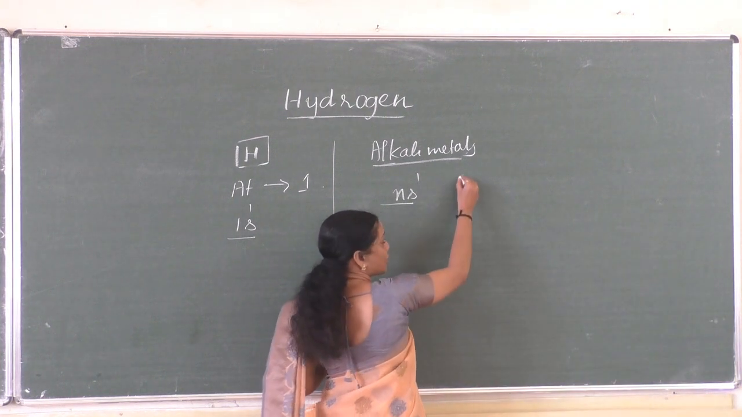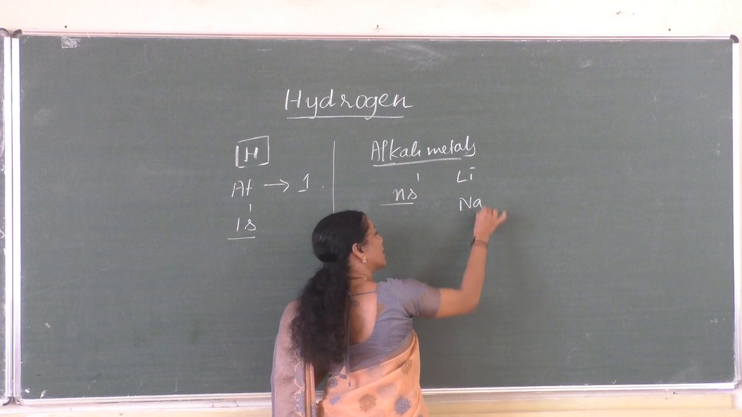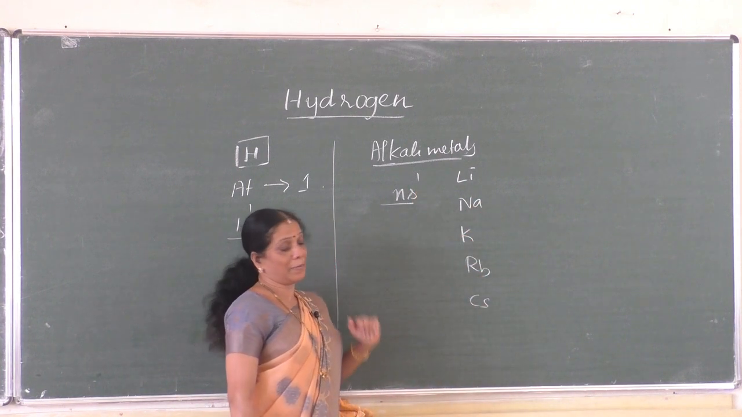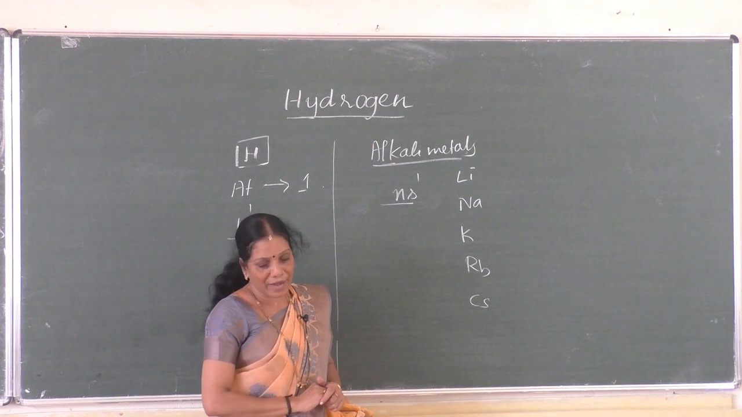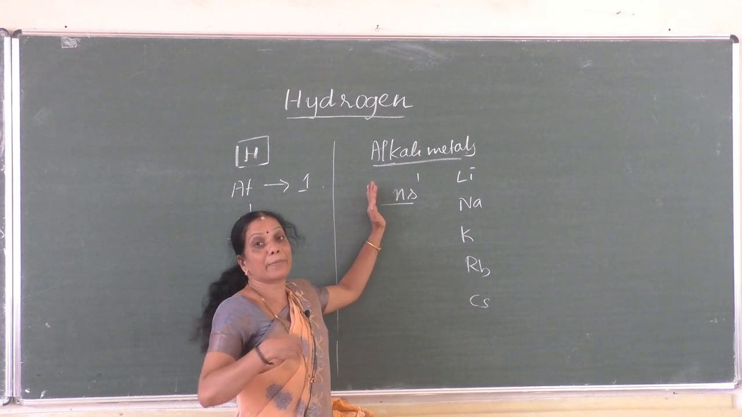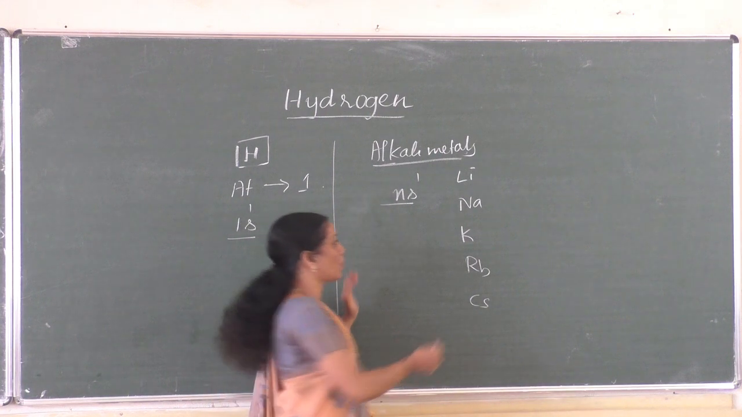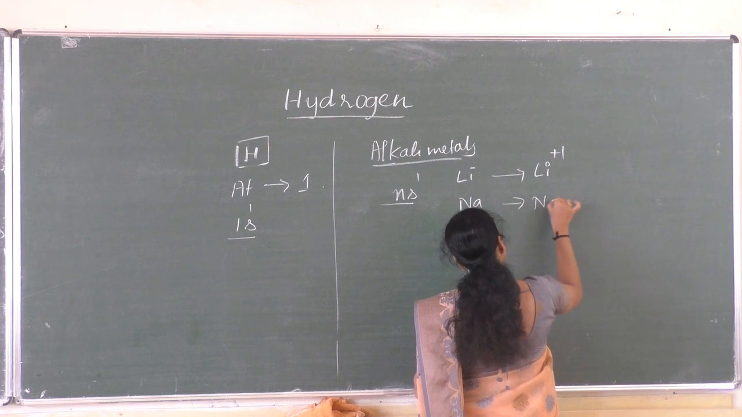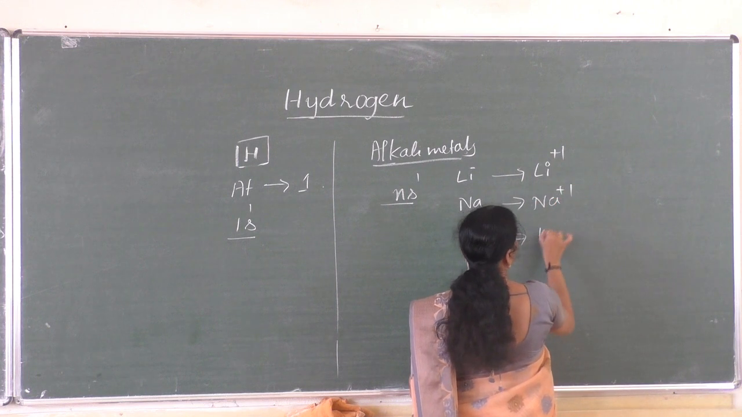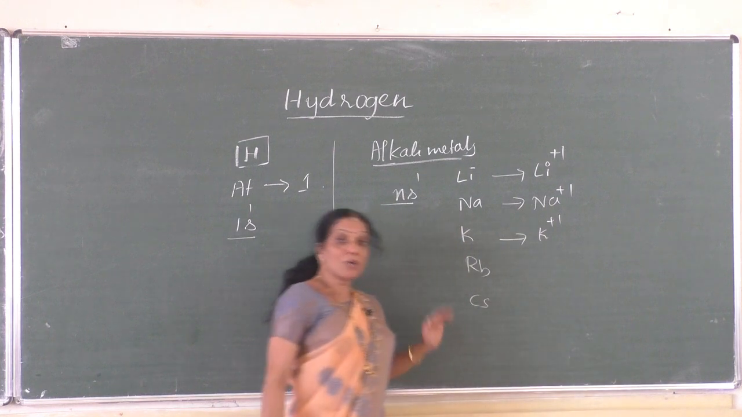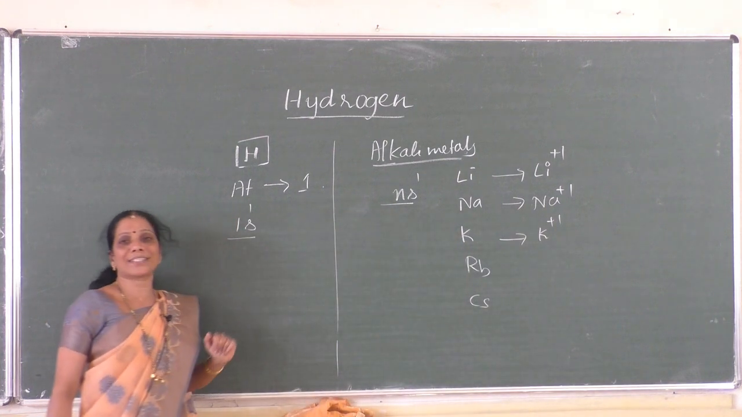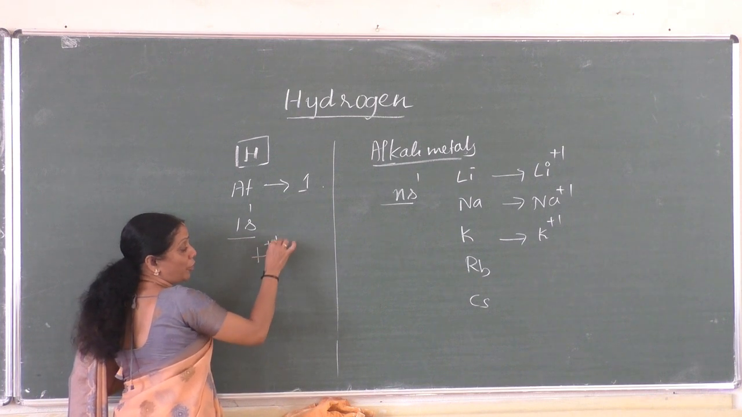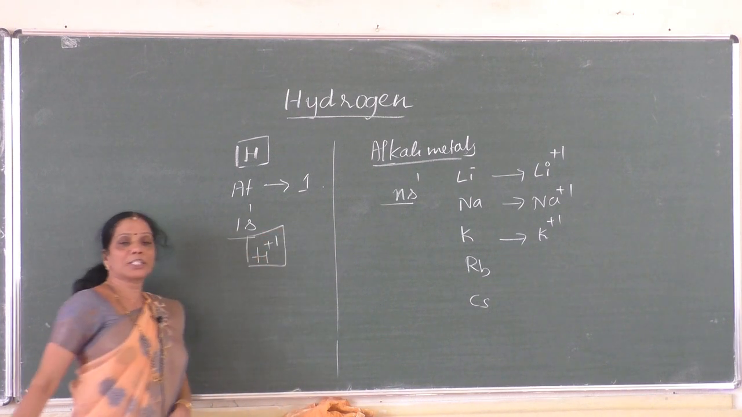For example, if I consider the first group elements like lithium, sodium, potassium, rubidium and cesium, all these elements have a single electron in their valence shell, and those electrons can be donated, thereby they reach the unipositive ion form, that is Li+ state, sodium Na+ state, potassium K+ state. Similar to that, hydrogen also has the tendency to donate that single electron and always it can form a unipositive ion, that is nothing but the H+ ion.